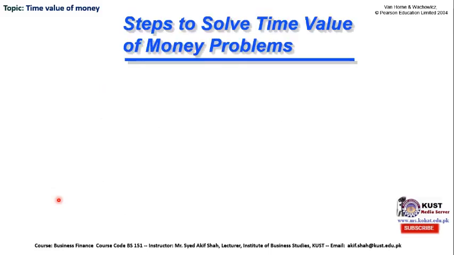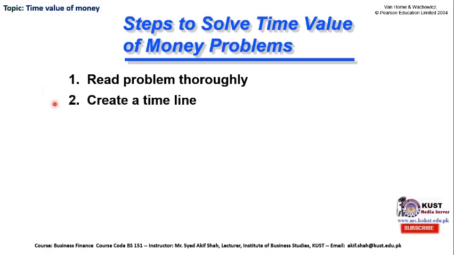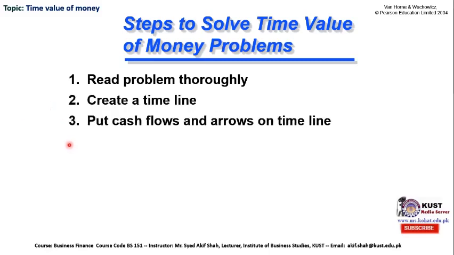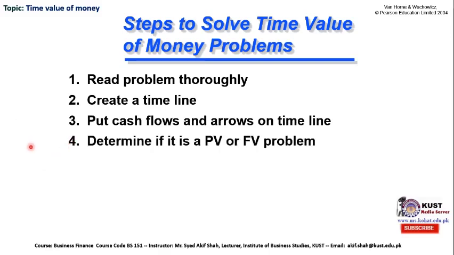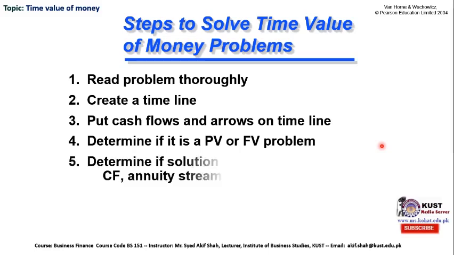Finally, in our previous lecture, we have explained the steps to solve the future and present value questions under the annuities umbrella. So number one, read the problem thoroughly, create a timeline, then put cash flows and arrows on the timeline, determine if it is a present or future value problem. In my previous lecture, I have told you about the hint. How would you determine if the question is asking you to calculate present or future value?